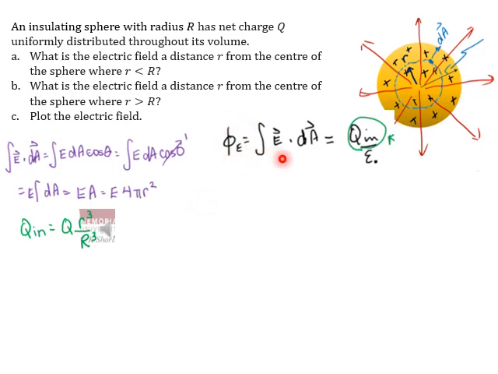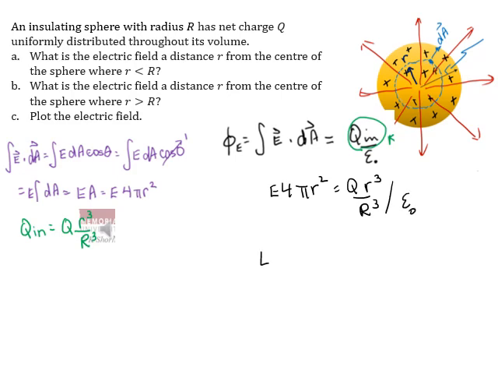Okay, let's put it all together. The net electric flux is the integral of E dot dA. That's E times 4 pi r squared. Equals Q enclosed divided by epsilon naught. Our Q enclosed is given by Q times the radius of our Gaussian sphere cubed divided by the total radius cubed. And that has to be divided by epsilon naught.